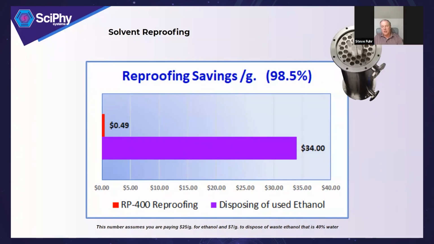Well, Emmett, there's another important point, which is a lot of folks are constrained by the amount of gallons of solvent they can have on site. And so the ability to reproof your ethanol is going to let you stay within your permit limits. And there's another really important point. We've got a couple minutes here I want to try to get in.